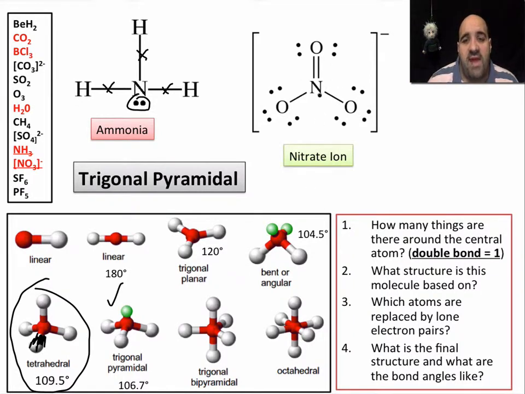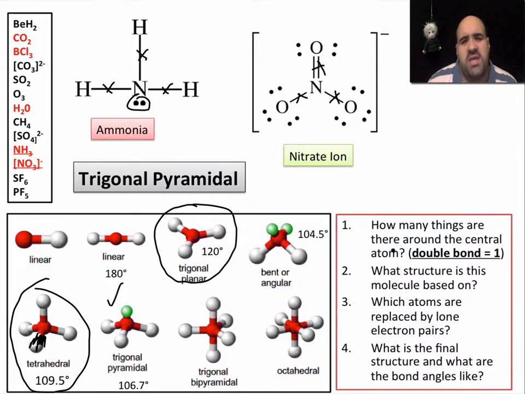The first thing we have to ask is, how many things are there around a central atom? Well, we have a bond, and remember, a double bond counts as 1. So we have 3 things around the central atom. So nitrate is an atom with 3 things around it, and that's going to be trigonal planar. An atom with 3 things around it will be trigonal planar. So NH3 and NO3 are different. Why? They have a different molecular geometry because of this lone electron pair.